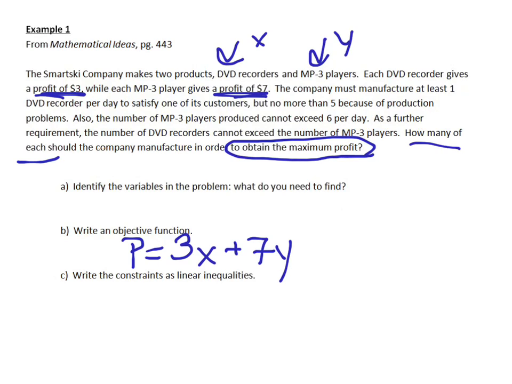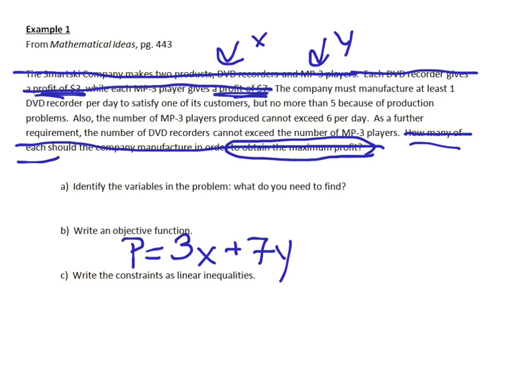All right, step C, write the constraints as linear inequalities. So now we're going back through and looking for keywords such as is more than, is less than, cannot exceed, cannot be under, we need a minimum or a maximum, things like that. All right, and then I can also kind of cross out the information that I've already used. So the Smartsky company makes 2 products. We know this. I can cross that first sentence out. I've used everything in there. The second sentence is telling me what the profit is, and I've already used that. Okay. Then the last sentence, that's just telling me what I'm supposed to be doing or maximizing. So I'm done with that.